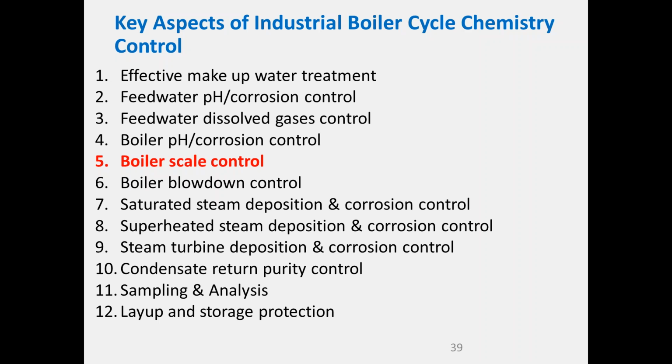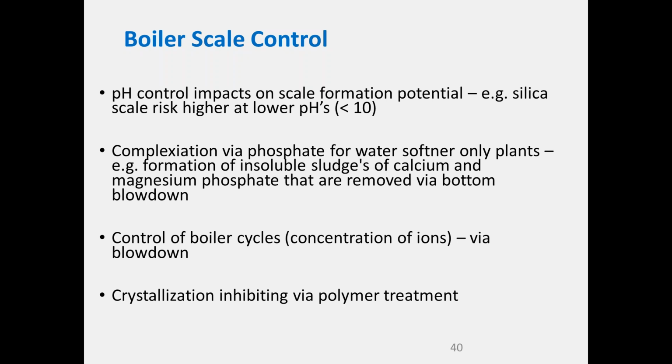Okay, so we want to make sure we're not getting scale forming inside the boiler on our heat transfer surfaces. What we find is things like silica. The solubility of silica, as well as being changed by temperature, also has a pH influence. So if you've got a certain amount of silica present in your boiler, if we run at the right pH, we can minimize the risk of that silica starting to precipitate.